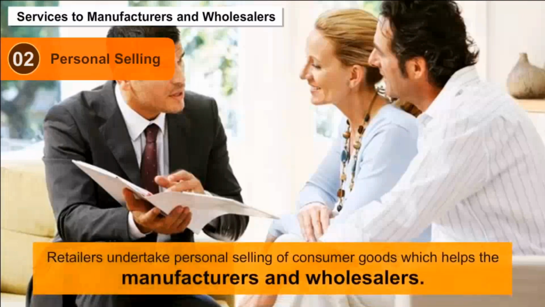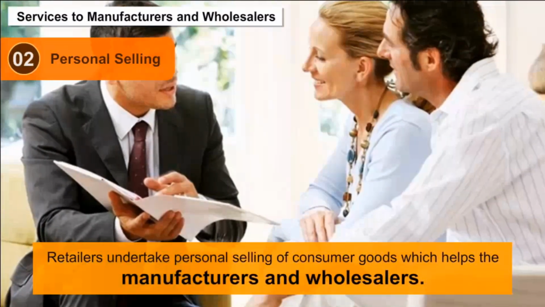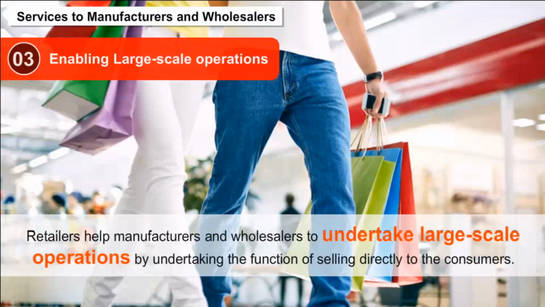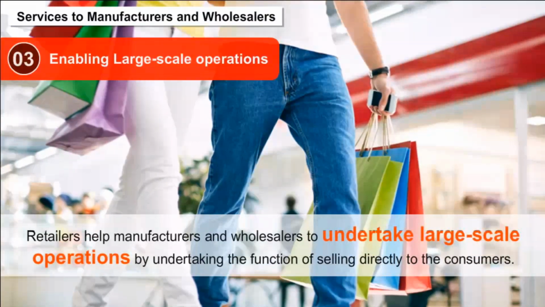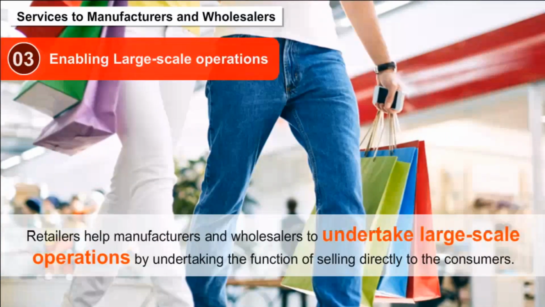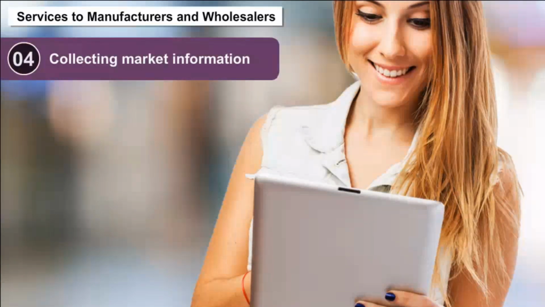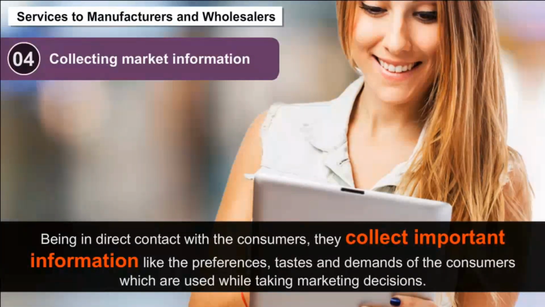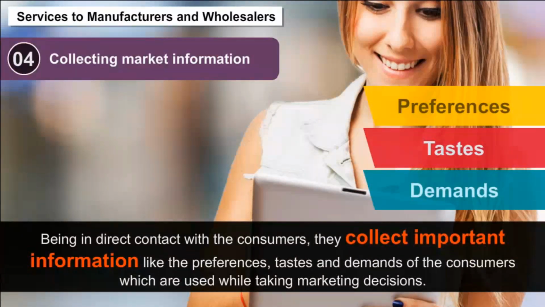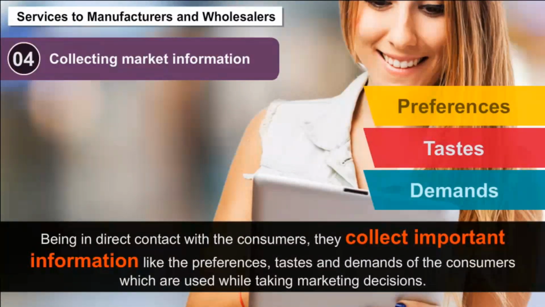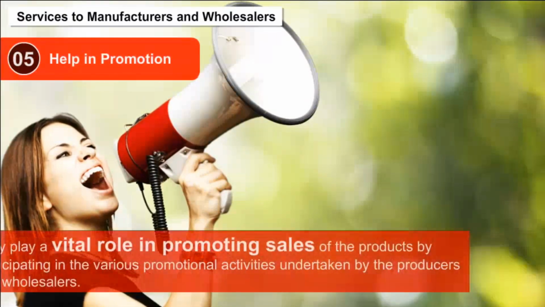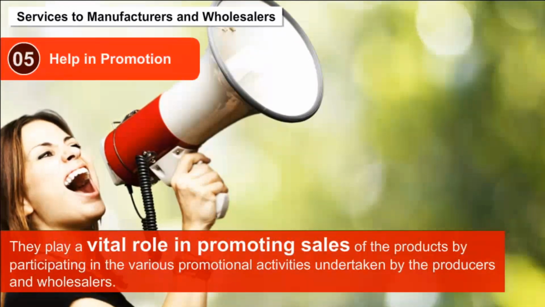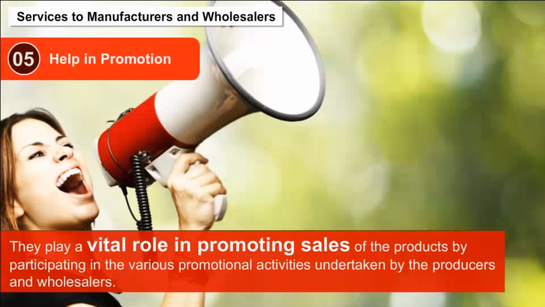Personal selling. Retailers undertake personal selling of consumer goods, which helps the manufacturers and wholesalers, enabling large-scale operations. Retailers help manufacturers and wholesalers to undertake large-scale operations by selling directly to the consumers. Collecting market information: being in direct contact with the consumers, they collect important information like the preferences, tastes, and demands of the consumers, which are used while taking marketing decisions. Help in promotion: they play a vital role in promoting sales of the product by participating in the various promotional activities undertaken by the producers and wholesalers.